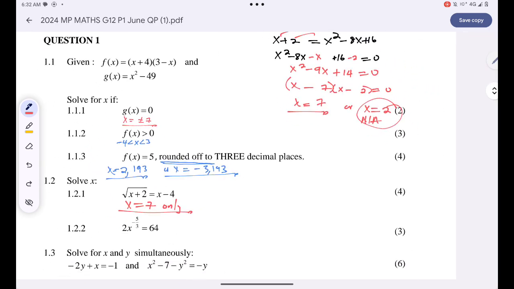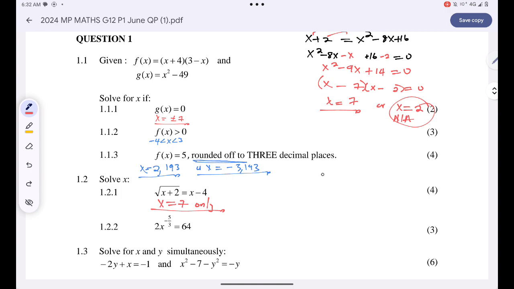Okay, and then now we are supposed to solve x. We simply have 2x to the power negative 5 over 3 is equal to 64. I'm supposed to isolate x, guys. The first thing I need to do is to remove the coefficient I have. I can only remove the coefficient if I divide both sides by 2. Divide by 2. Divide by 2. I'll end up having x to the power negative 5 over 3 is equal to 32.